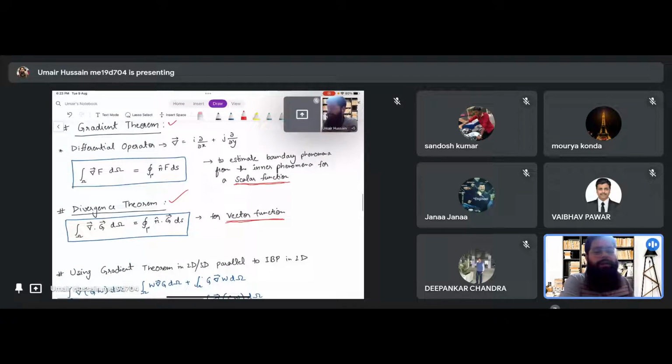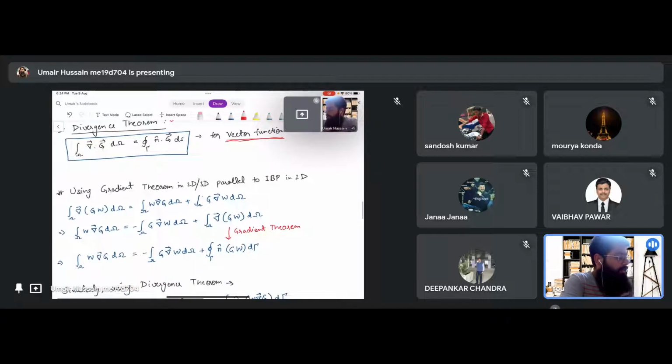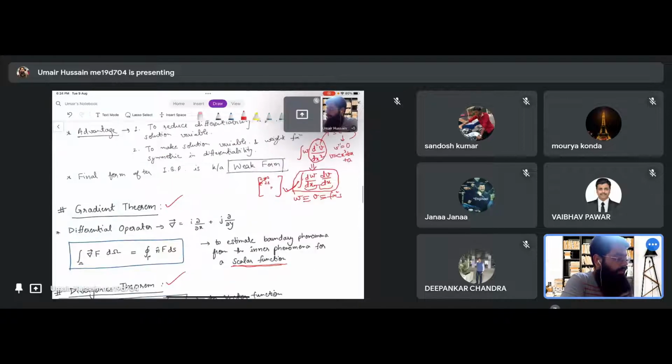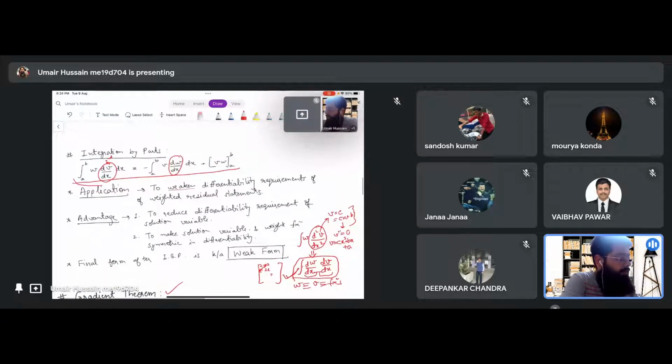So why do we need the gradient theorem here? The gradient theorem is basically a parallel of integration by parts in 2D or 3D. We could perform integration by parts on this kind of equation in 1D, so integration by parts is easy here.